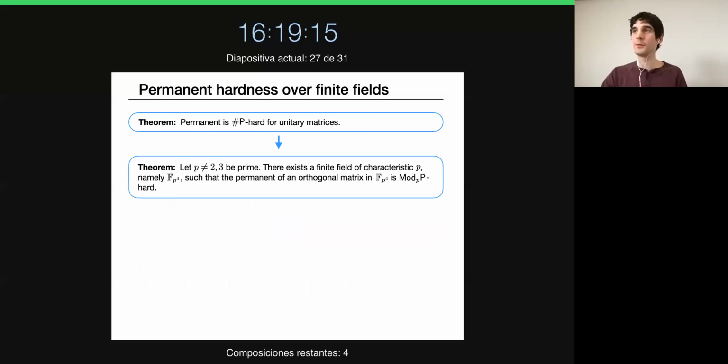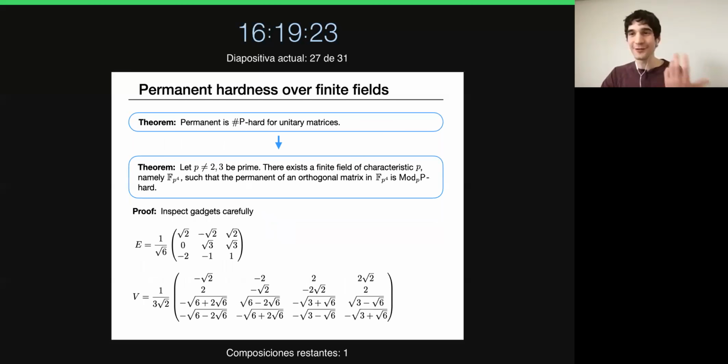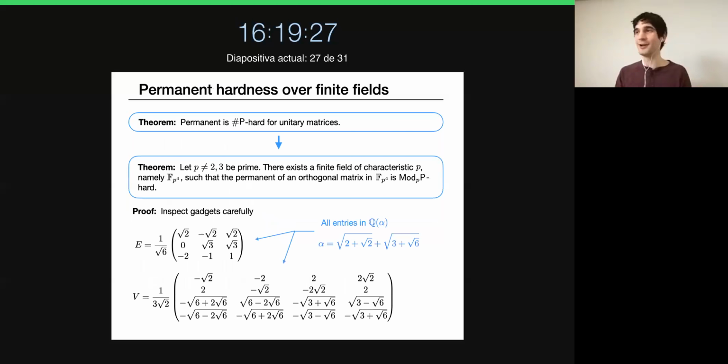Right. So how do you get this theorem about finite fields? It's actually, once again, very conceptually easy. You just inspect all of the gadgets that you used during your construction, and you notice that all of the entries lie in this field Q adjoin alpha, where alpha is this thing. Then you just need to exhibit a finite field in which these square roots exist. And then you apply some standard number theoretic techniques.